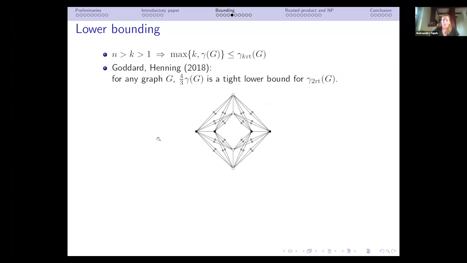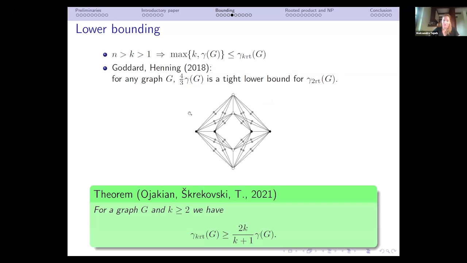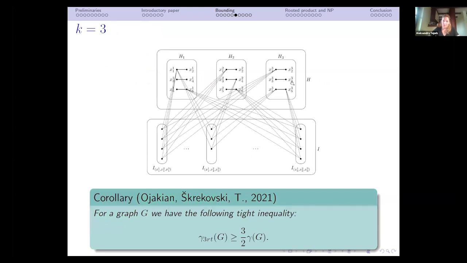Well, we then managed to generalize this result to general k, to any k. You can see if you insert k into this fraction, you get exactly the bound of Goddard and Henning. And now again, what about the tightness? We managed to construct, I won't go into details, it is too complicated to explain right now, I would need some more time, but we managed to find graphs for which we have tight inequality.